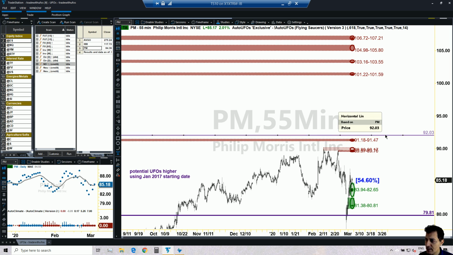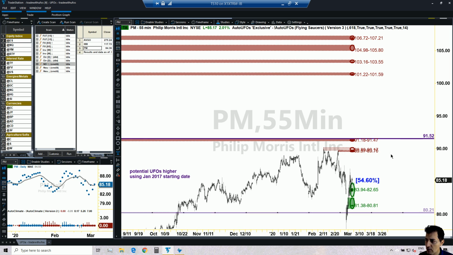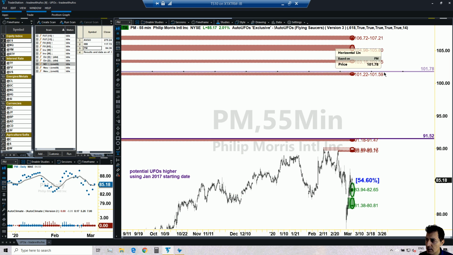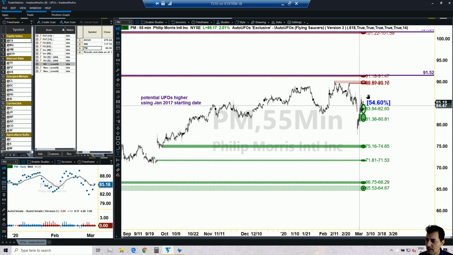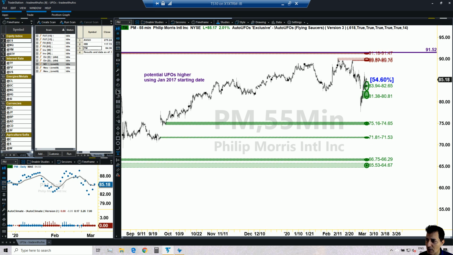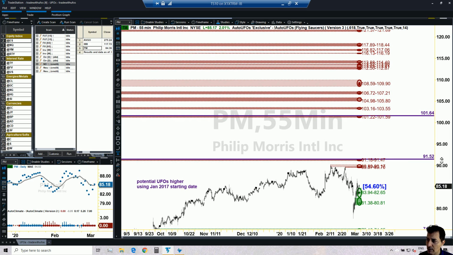If I do that, notice that we just found a UFO here. The next one would be there, which is very, very far away. And below, to be honest, we don't need additional market data because it's right there. We got this one and all the other ones below, and that's it. So I got my drawings. What I really needed to find out is the drawings on the top. Now I got 91.5 and 101.64.